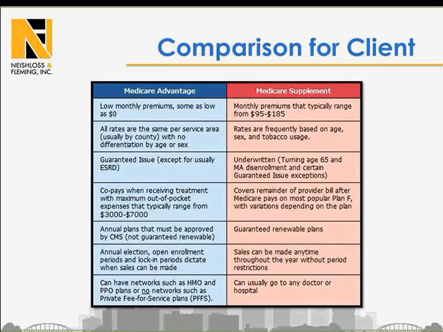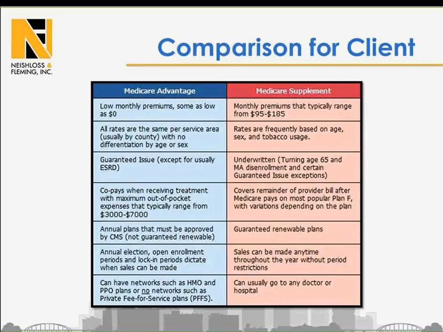Now, with Medicare Supplements, the monthly premiums can typically range between $95 to $185. Of course, this is different depending on your area. Then you go back. For Medicare Advantage, all rates are the same based on a service area, usually by county. Now, Medicare Supplements, rates are frequently based on age, sex, tobacco use, so you can have increases on those categorizations, not just in big groups.